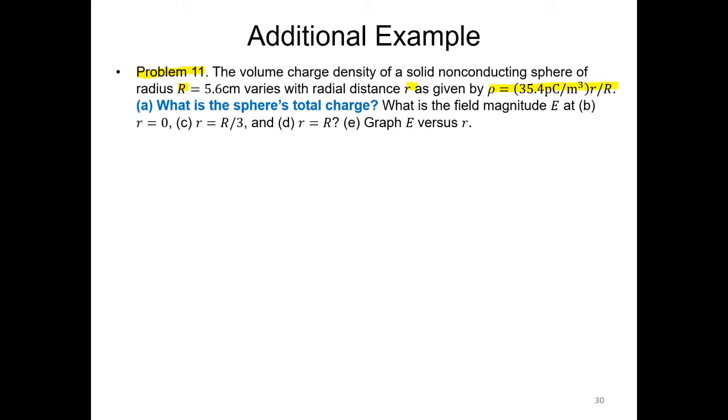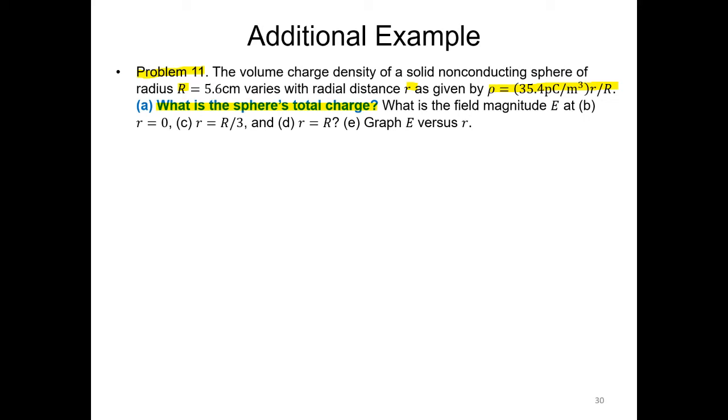So for this case, the rho is not uniform. It is also a linear increase. So the first question is, what is the sphere's total charge?